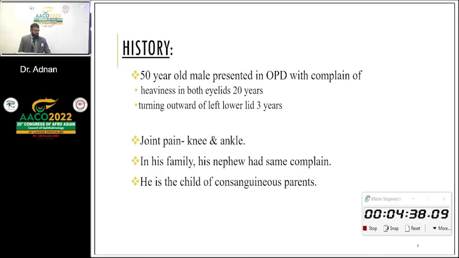History. A 50-year-old male presented in the outpatient department with a complaint of heaviness of both eyelids since 20 years and a turning outward of the left lower lid since 3 years. On systemic evaluation, the patient has a history of joint pain, especially at knees and ankles. His nephew had a similar complaint. He is a child of consanguineous parents.